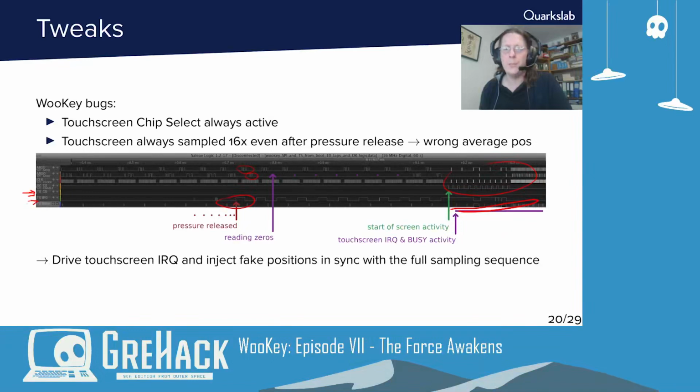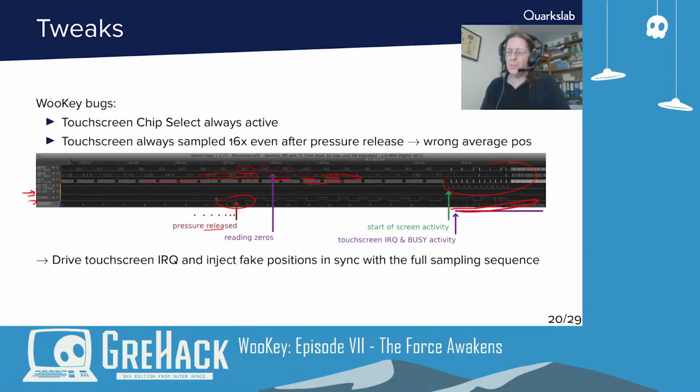So the controller is sampling the position several times to make some average and remove some noise. But the problem is that even when the pressure is released, the MCU is still sampling the touchscreen. But then the response it gets is zeros. So of course, if you make an average of these positions plus zeros, then you get a wrong position, which is shifted too much to the left.